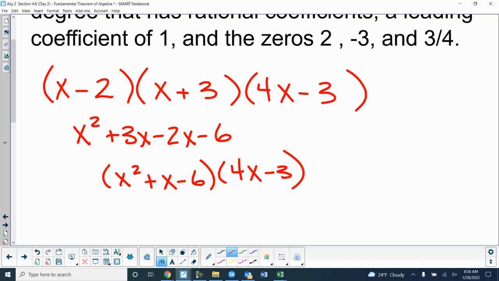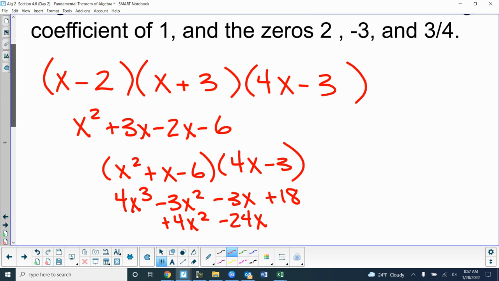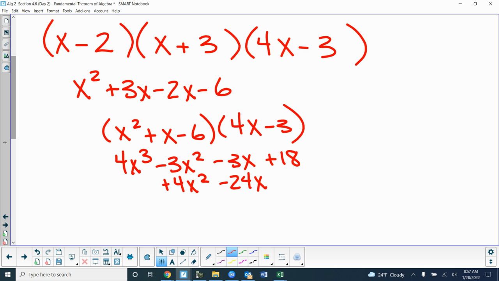Okay? Questions so far? So we take the x squared times the 4x and get 4x cubed, and the x squared times negative 3 and get negative 3x squared. And then the middle one, x times 4x is 4x squared, and I like to line up my like terms. And then x times negative 3 is negative 3x. And then I take the negative 6 times both of those. Negative 6 times 4x is negative 24x. And negative 6 times negative 3 is positive 18. So I've got my like terms lined up, so now I can finish it up.